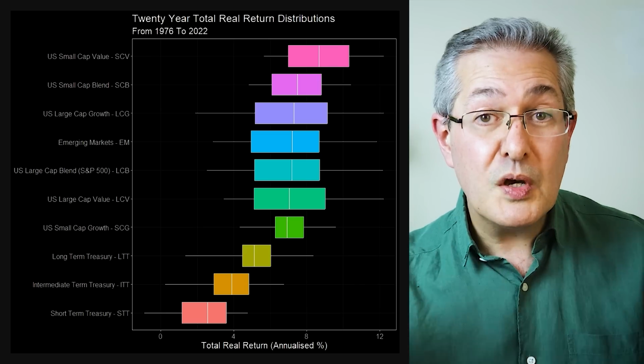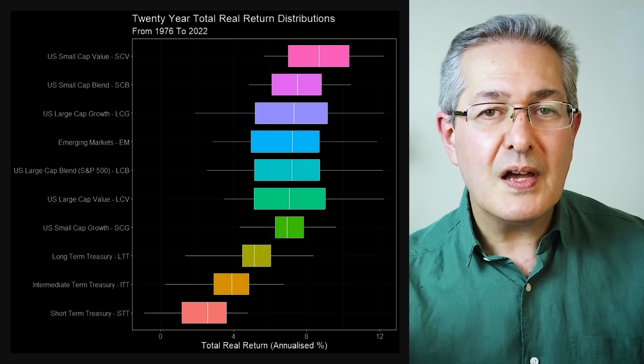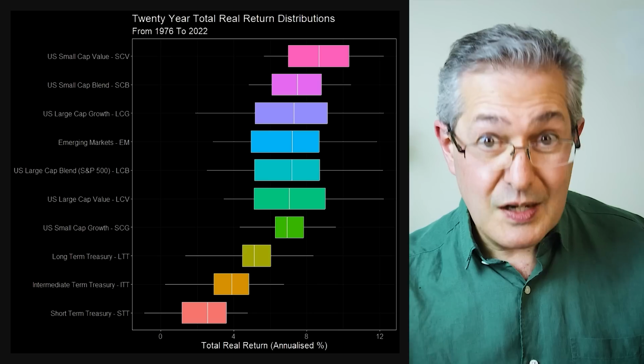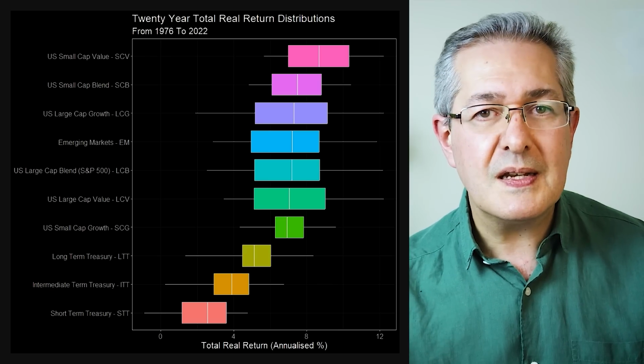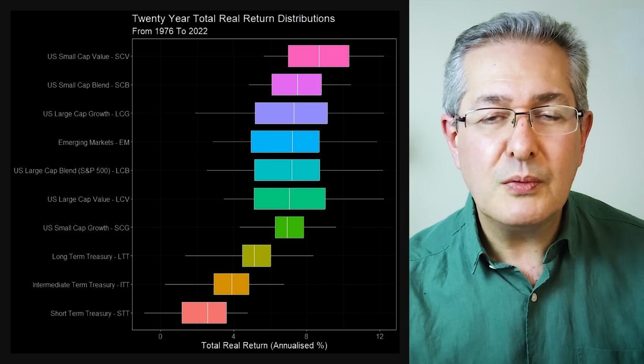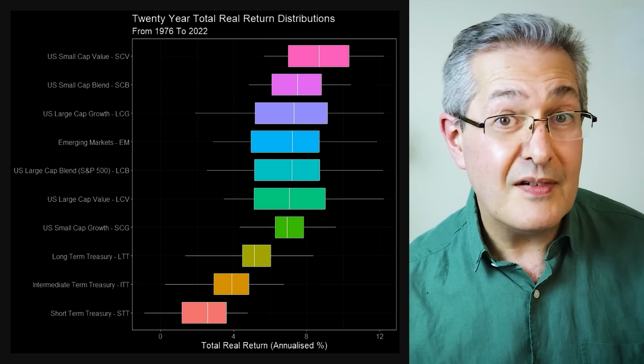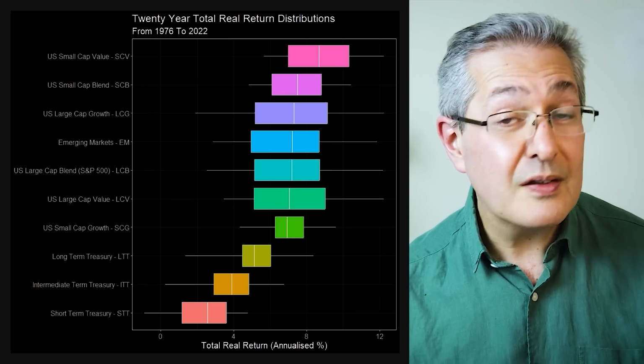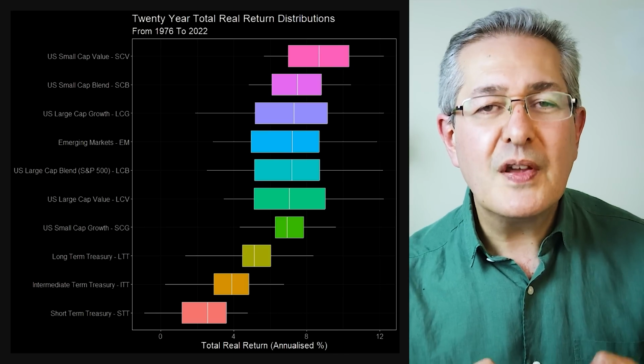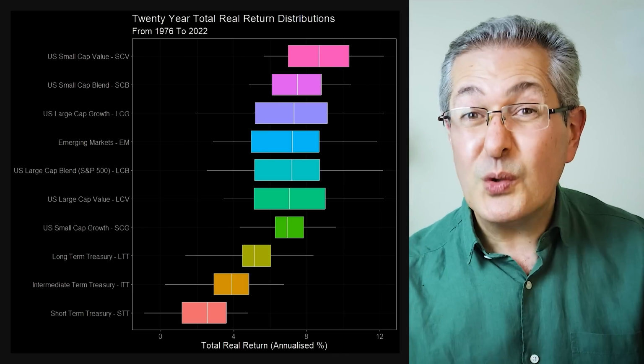Furthermore, if you look at the dispersion, the error bars of large cap growth, it's got huge dispersion, a lot of uncertainty, such that in the worst possible return case, if you're unlucky, large cap growth has been very painful indeed, unlike small cap value. But what's also visible here, I think, is that the styles are all quite similar.